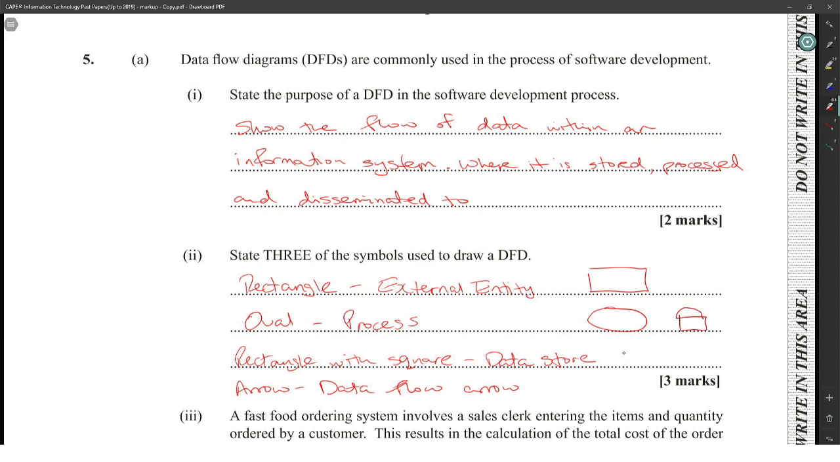So external entity is a rectangle, the oval is for a process, and a data store is usually a rectangle with a square, with an oval and half a circle on top of it. An arrow is an arrow. Any three should work. I recommend you just draw them one time.